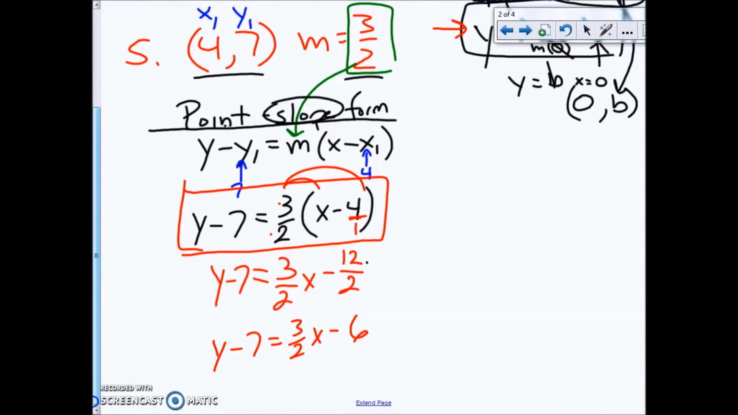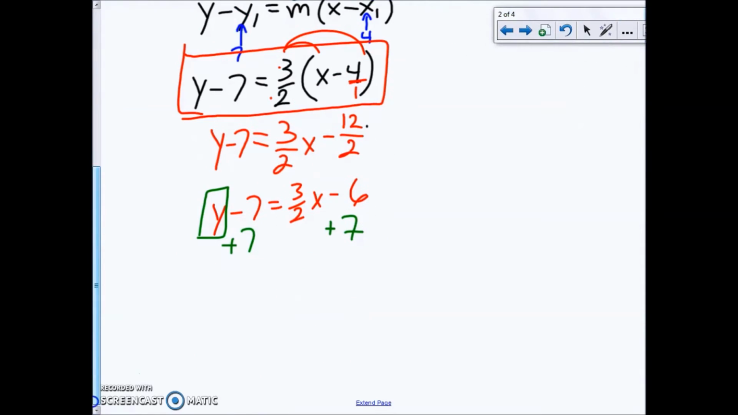Now how do I get the y by itself? Again, I'm trying to isolate that variable. I want to add 7 to both sides. And we end up with y equals 3/2 x plus 1.